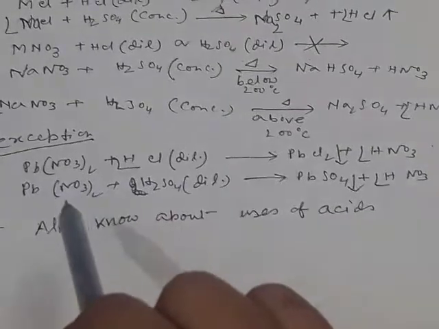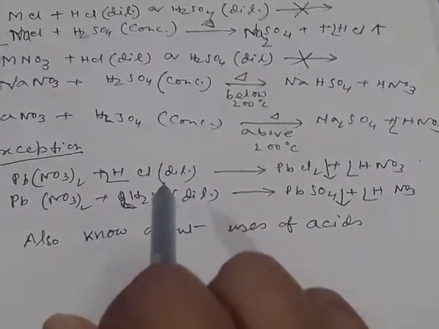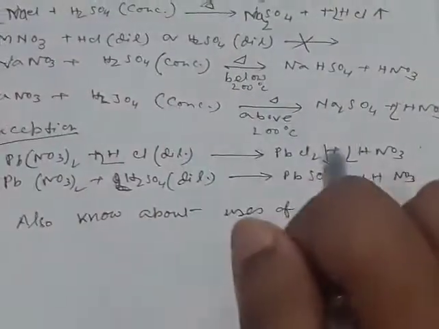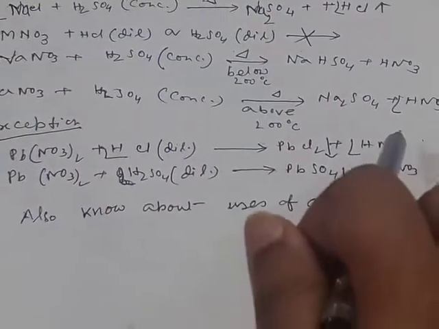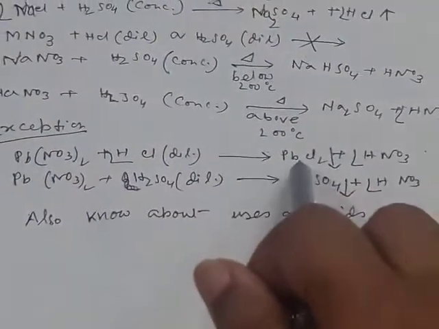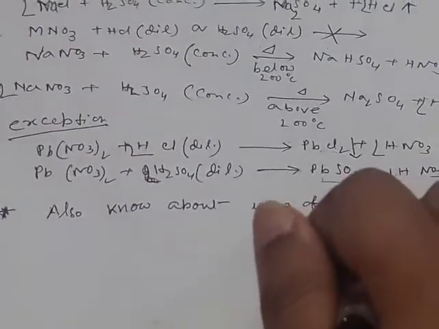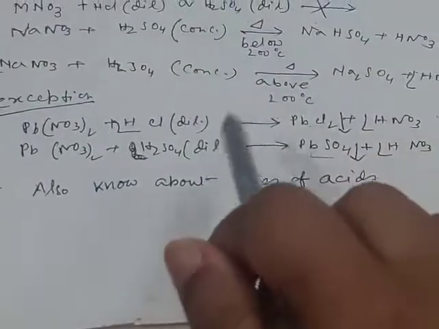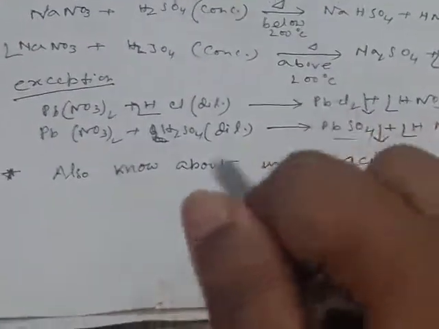Exception is lead nitrate. Lead nitrate reacts with both dilute HCl and dilute H2SO4, and there will be formation of lead chloride or lead sulfate and nitric acid. These lead chloride and lead sulfate salts are insoluble salts, so they become precipitated out. As a result, the reaction proceeds towards the right hand side, that is there will be reaction.